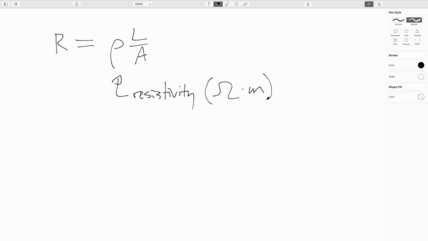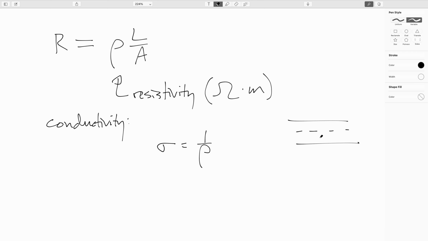Now, a lot of tables will quote resistivities, but depending on your application, sometimes what people will be concerned with instead of resistivity is what's called conductivity. So conductivity turns out to be the reciprocal of resistivity. This is a lowercase Greek letter sigma. And you just draw it like that. Don't draw it like a cursive O, because then it looks like a cursive O.